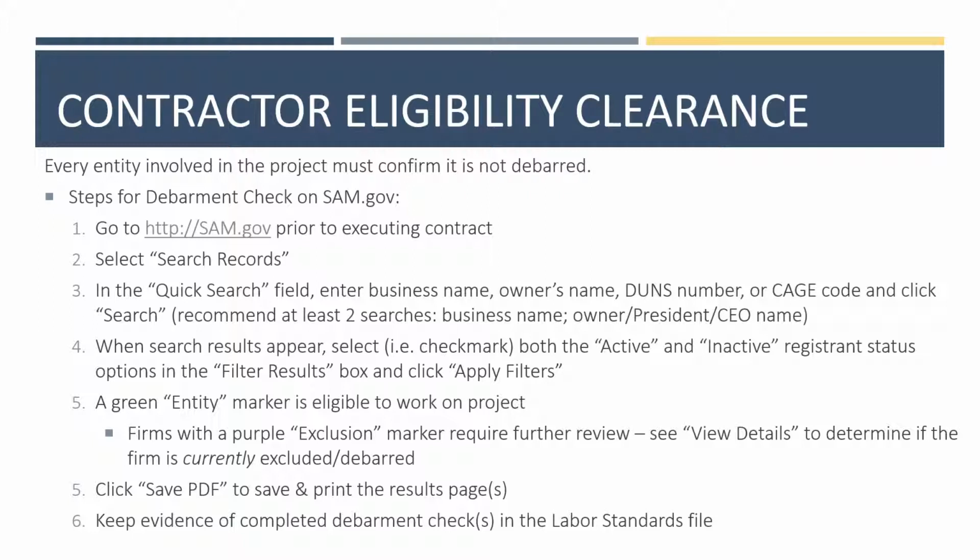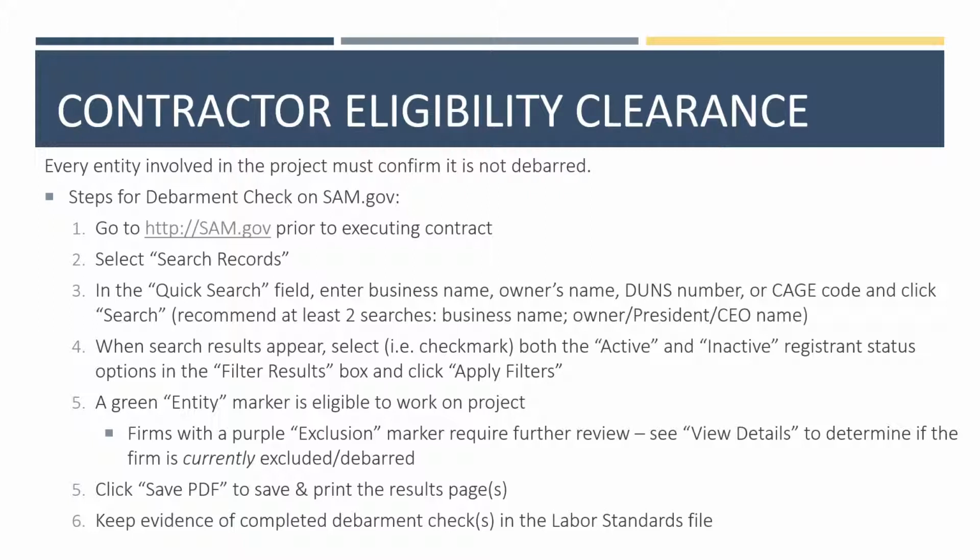When the search results appear, select both the active and inactive registrant status options in the Filter Results box and click Apply Filters. A green entity marker denotes that the contractor is eligible to work on the project. Firms with a purple exclusion marker require further review. The purple exclusion record does not necessarily indicate that the firm is currently debarred. It is an indicator of a current or past debarment. The View Details section will indicate dates of debarment or exclusion.